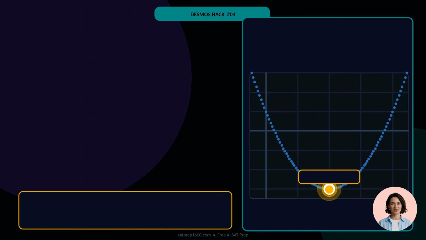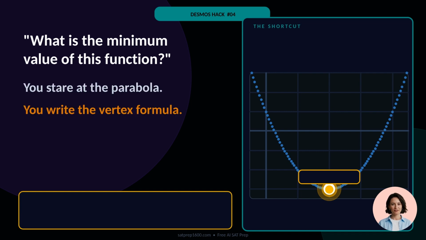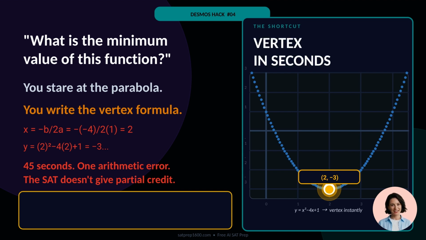Welcome back to Desmos hack number 4, the vertex shortcut. Picture this on the SAT. What is the minimum value of this function? You could write the vertex formula, x equals -b over 2a, plug in, solve for y, about 45 seconds and 1 sign error away from a wrong answer. Or with Desmos, you graph it, click 1 dot, and read the answer in 3 seconds. 15 times faster. Let me show you exactly how.